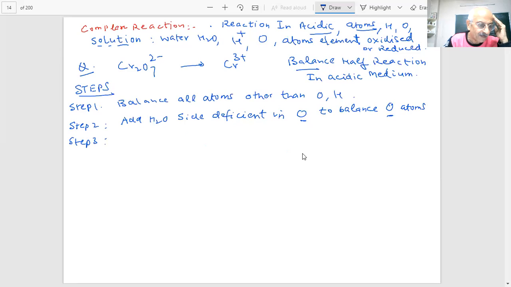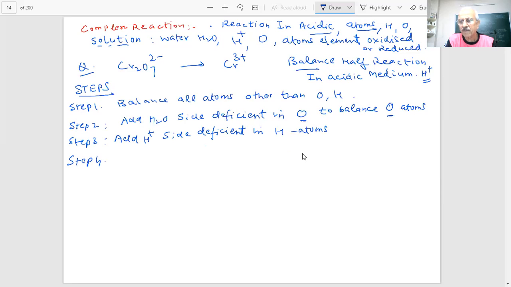What is step 3, students, then? After this, we come to step 3. After you add water, you are getting H2 also. Water has hydrogen also. Because it is acidic medium, it means H plus. Therefore, you will add H plus to the side deficient in hydrogen atoms.